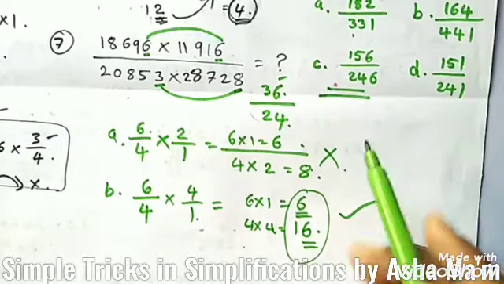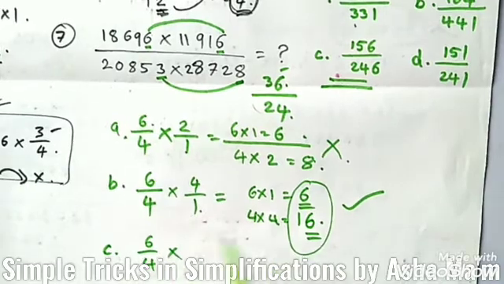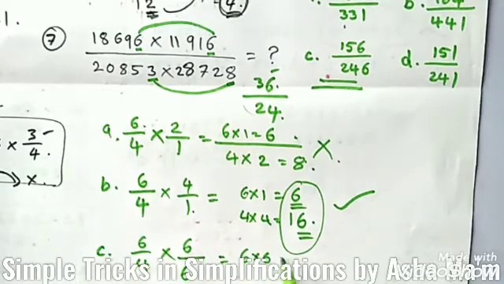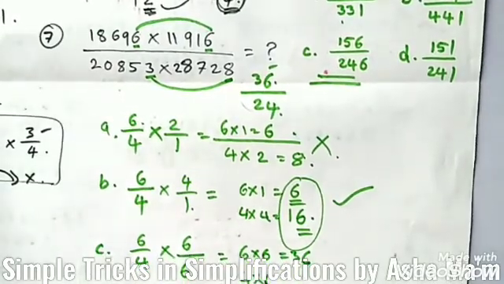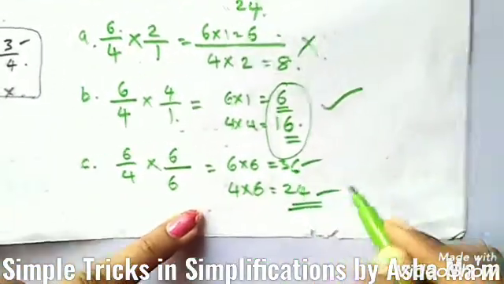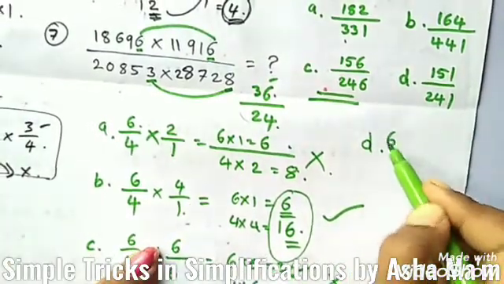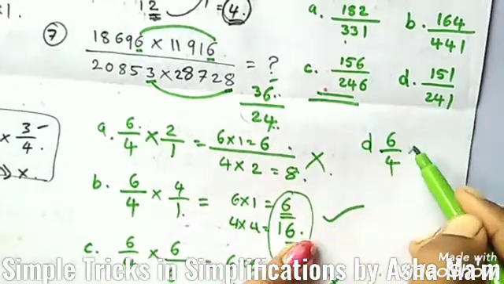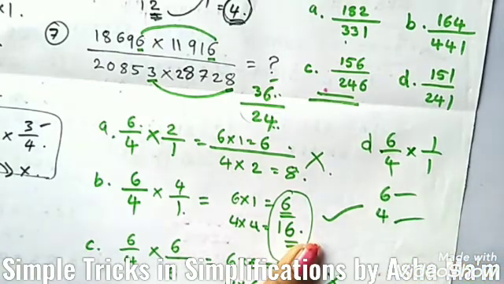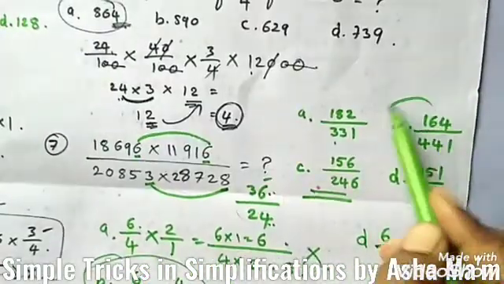Let us see option C now. 156 by 246. Option C, 6 by 4. Let us compare with this 6 by 6 here. So 6 6 36, 4 into 6, 24. Here is 6 and 4, so different numbers came. That is the wrong answer. Now let us see option D. 6 by 4 into 1 by 1. So 6 and 4, different numbers we got here. So that is also the wrong answer. The correct answer is option B.